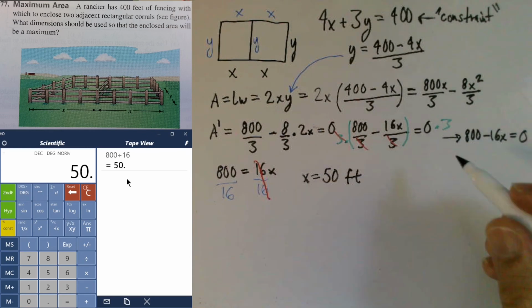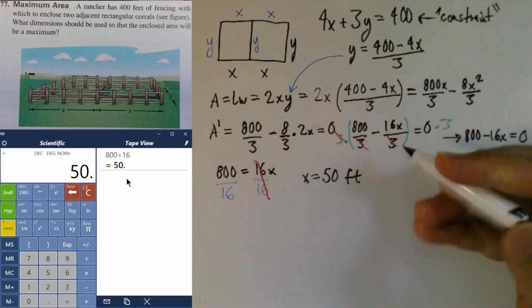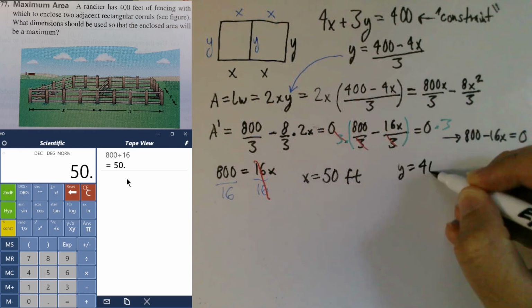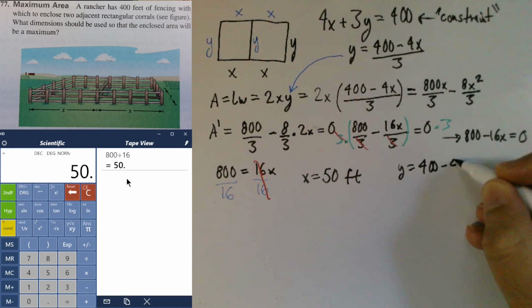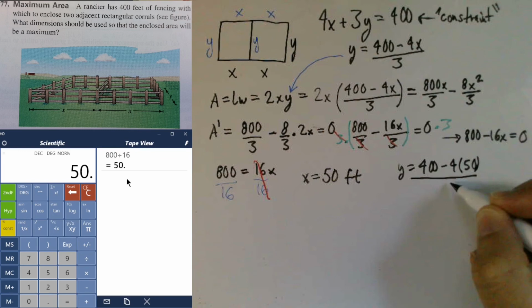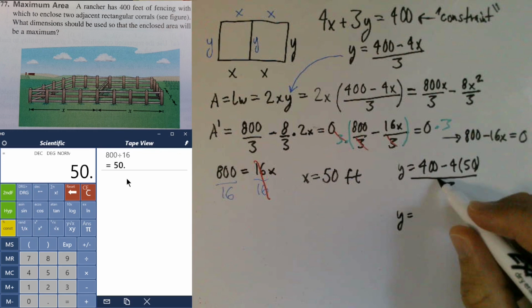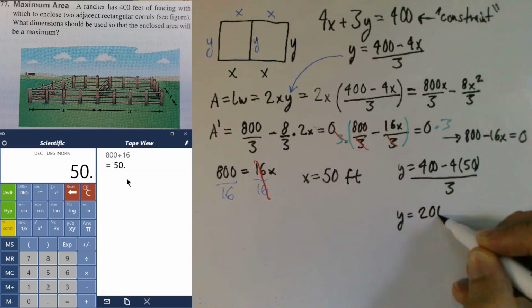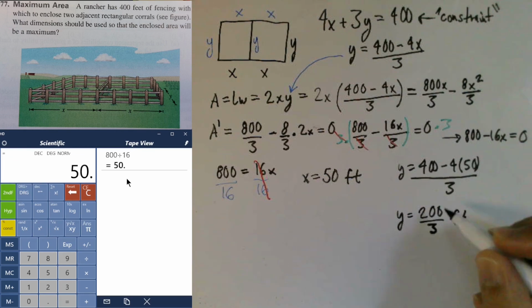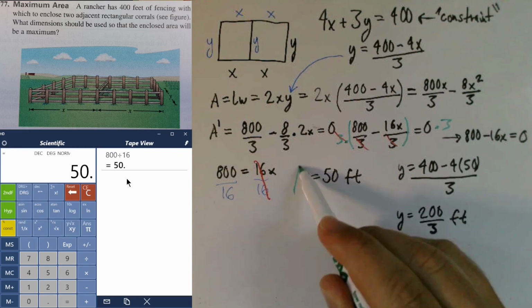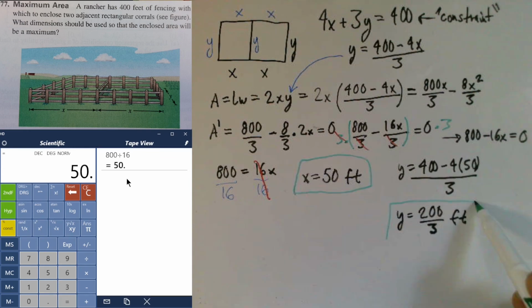Now we can go back and solve for y. Recall y up here is equal to 400 minus 4 times x, which is 4 times 50 now, divided by 3. So in this case, y is equal to 400 minus 200, which is simply 200 divided by 3 feet. So there we go. We've optimized for the area. When dimension x is 50 feet and dimension y is 200 over 3 feet, we've achieved maximum area for the two corrals.